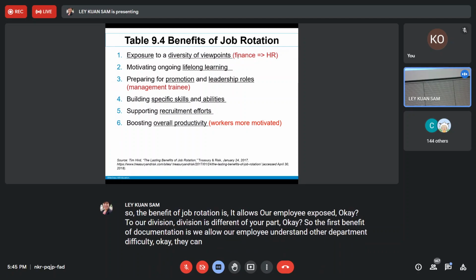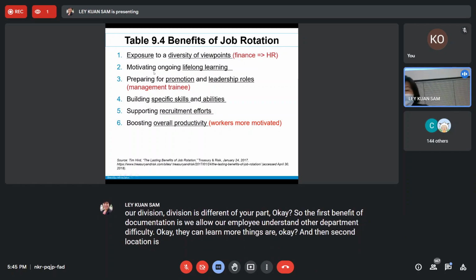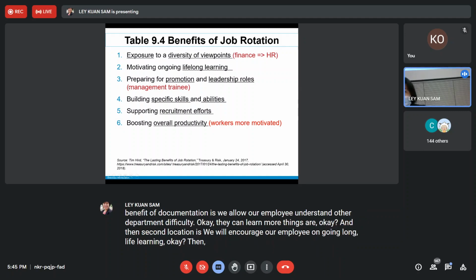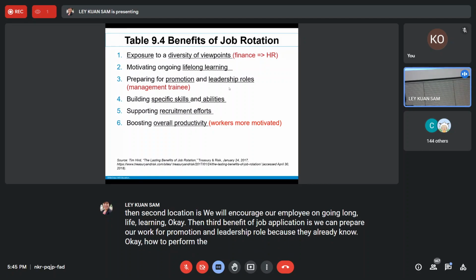They can learn more things. And then the second benefit of job rotation is we encourage our employees' ongoing lifelong learning. Then the third benefit of job rotation is we can prepare our workers for promotion and leadership roles because they already know how to perform the job in different departments.